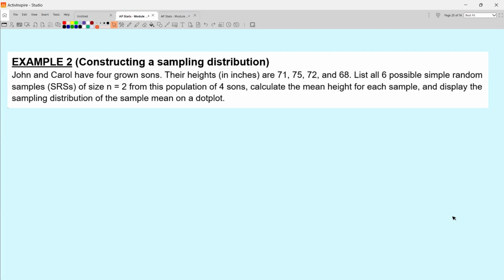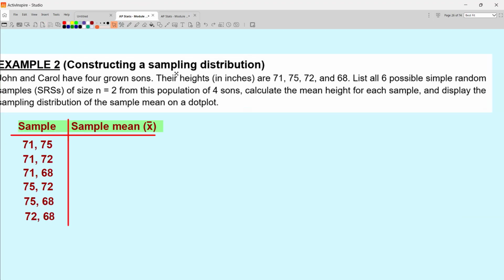So the first thing we'll do is get all of our different samples. So we might have 71 and 75, 71 and 72, 71 and 68, and you'll see that there are 6 different samples. We'll want to average all of these because we're asked to calculate the mean height for each sample. So we can add them together and divide by 2, and you'll get 6 different averages: 73, 71.5, 69.5, 73.5, 71.5, and 70. Now let's put those on a dot plot.